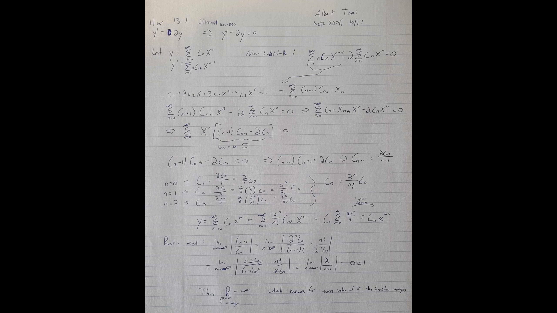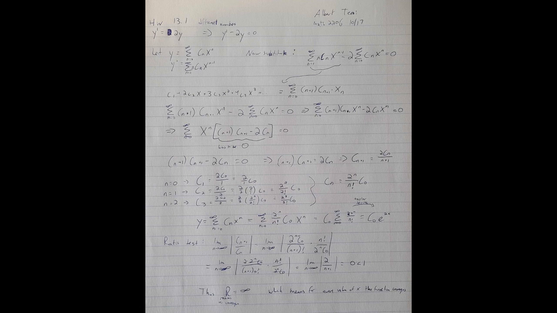Anyway, we're going to let y be the infinite sum from n equals 0 to infinity of c_n x to the n, and y prime be the sum of n c_n x to the n minus 1, the derivative. Now we substitute in, and our new equation is the second one, the derivative of it, minus 2 times, or 4 times, whatever number coefficient you want to put there, times the original infinite series there.